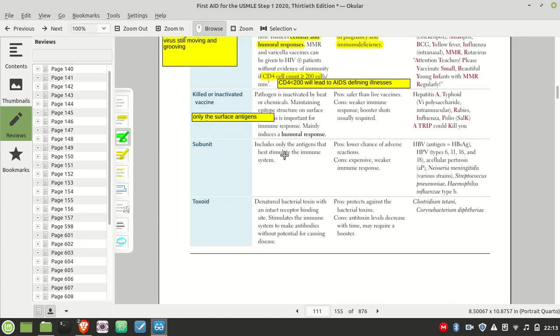And subunits is only the things that stimulate the immune system. The problem with that, though, is that you've got to test a zillion different things. And toxoid. They love toxoids for your C's. Tetanus and diphtheria. Huge. Huge.